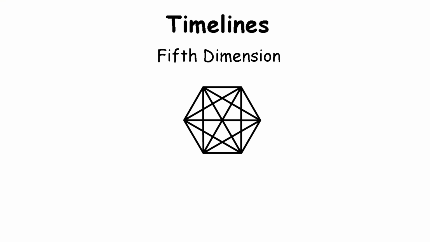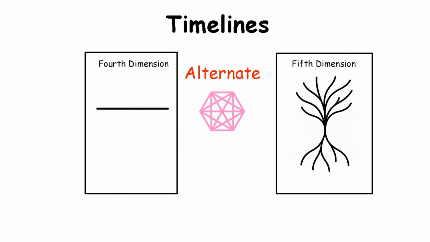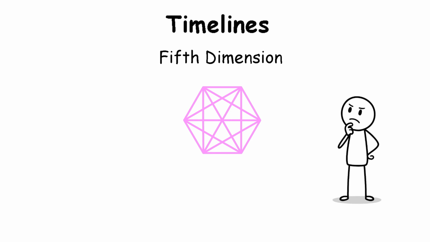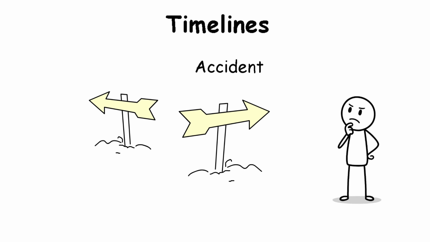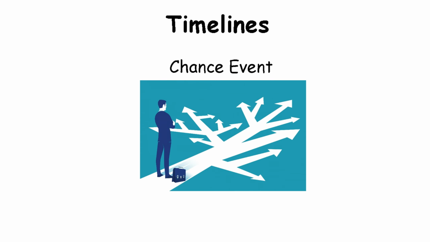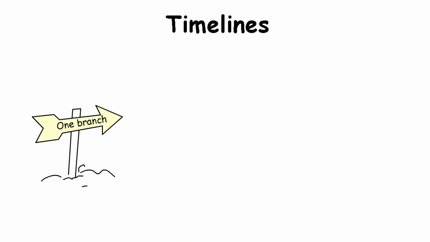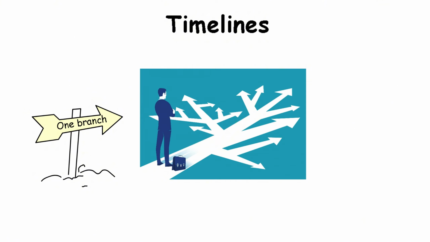Timelines. The 5th dimension introduces alternate timelines. In the 4th dimension, you move through one single line of events. But in the 5th, every possible choice, accident, or chance event creates a branching path. Imagine history as a tree. We are on one branch, but countless others stretch in different directions.